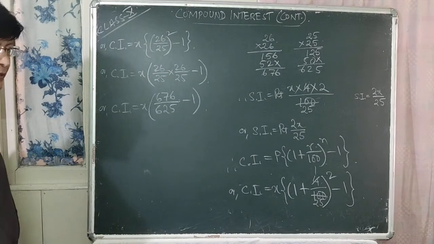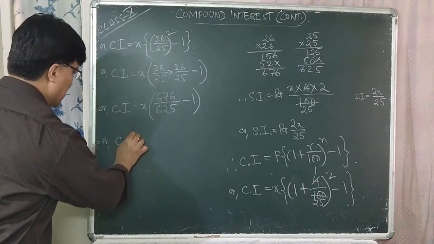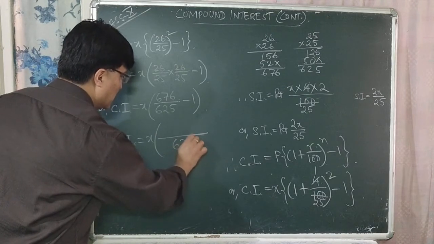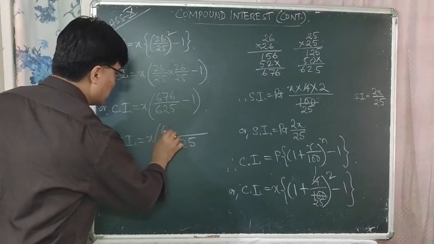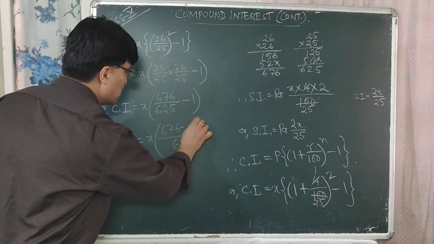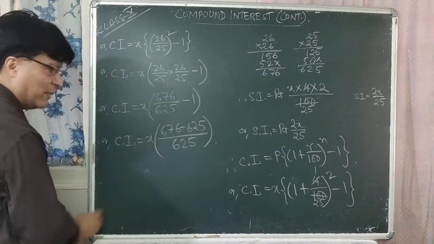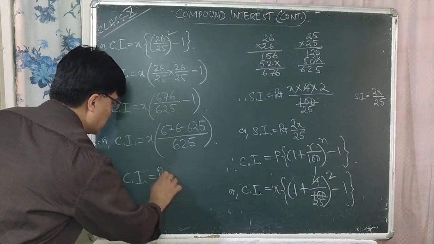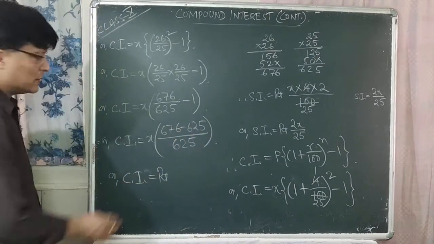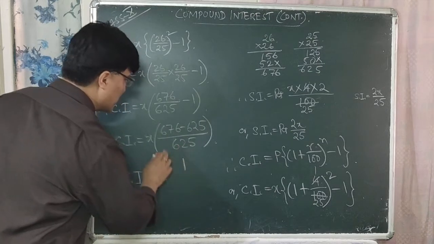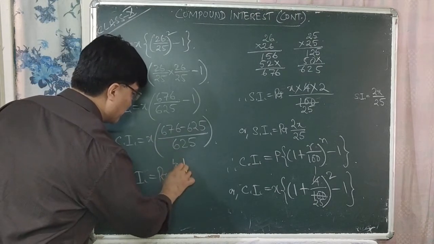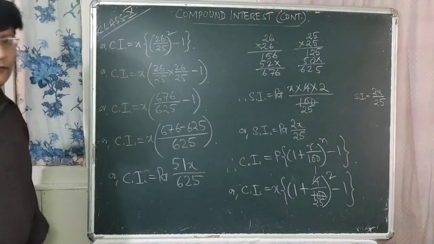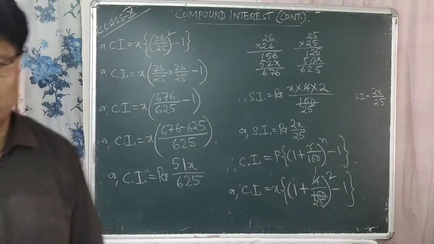So let us simplify now. CI is equal to x within bracket, what's the LCM? It is 625. So numerator becomes 676 minus 625. So what is CI is equal to now? It is rupees. Now subtract it. 6 minus 5 is 1. 7 minus 2 is 5. 51x divided by 625.